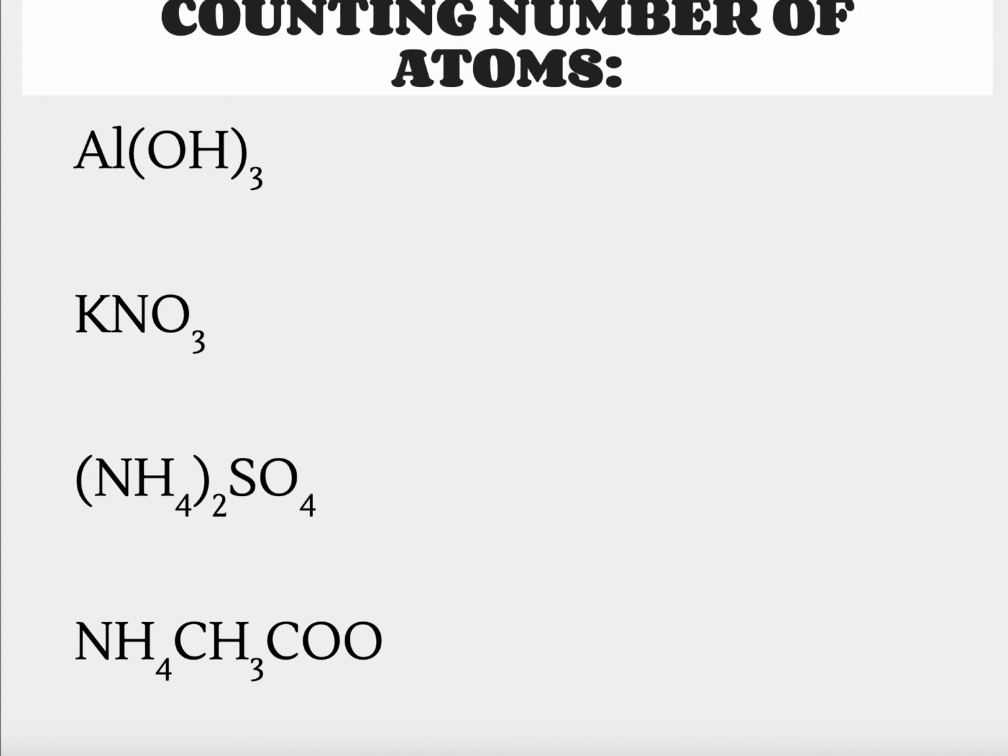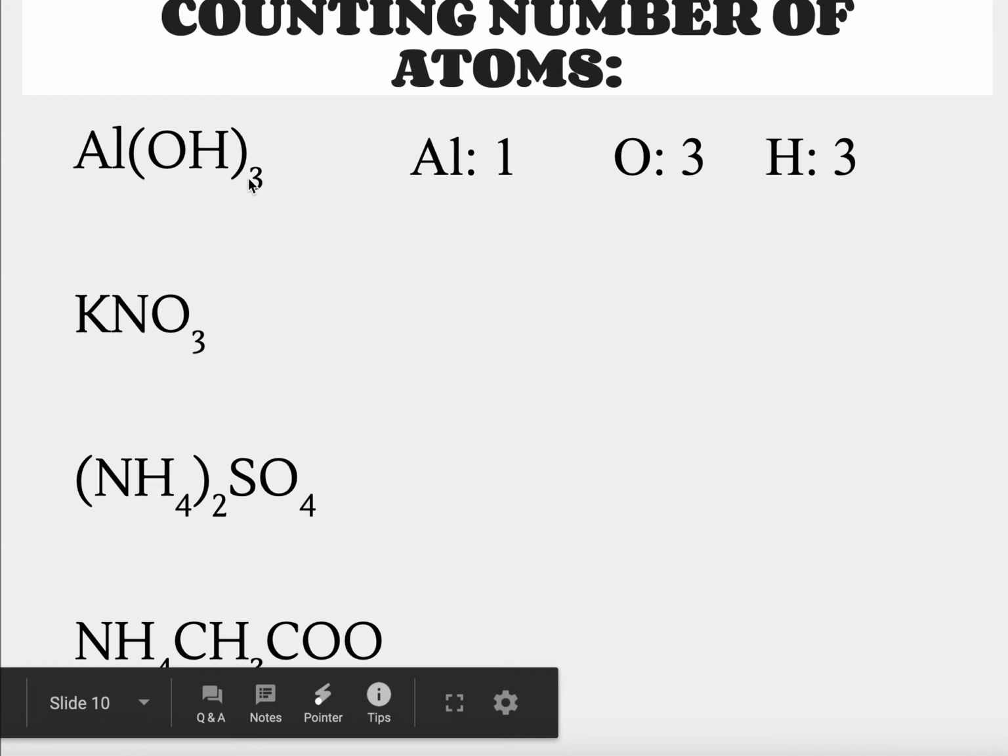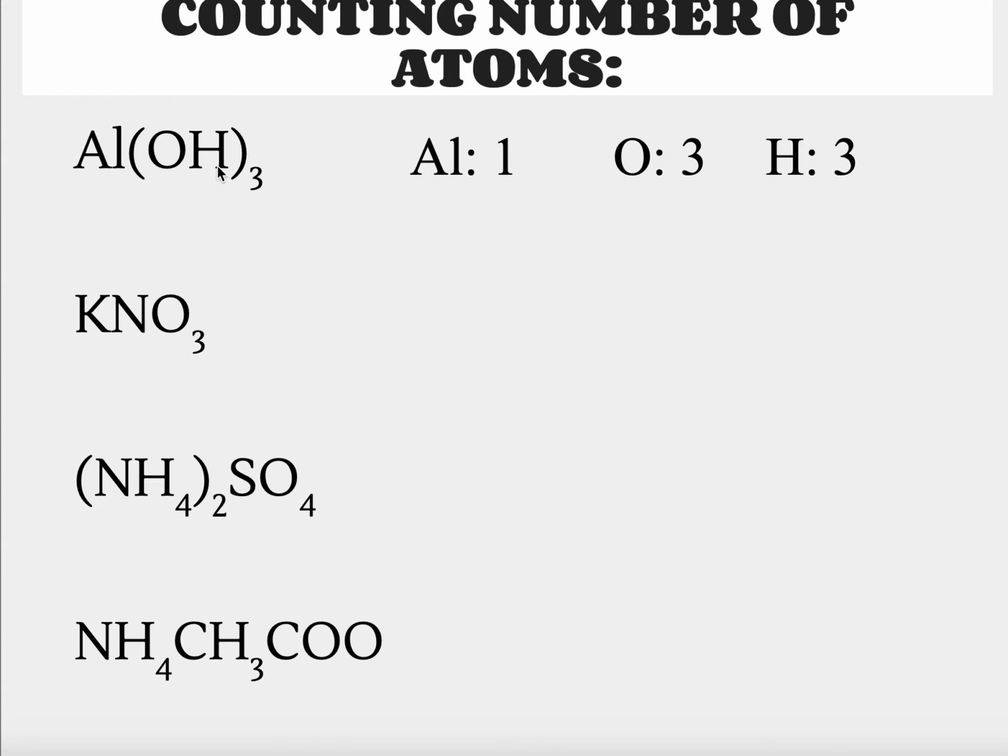Now, in order to balance equations, you need to be able to look at a formula and be able to determine how many atoms there are. So, for example, we look at these 4 aluminum hydroxide. You need to be able to look at this formula and know that there is 1 aluminum. This 3 outside parentheses is distributed, so I have 3 oxygens and 3 hydrogens. Go ahead and pause the video and see if you can do the remaining 3.